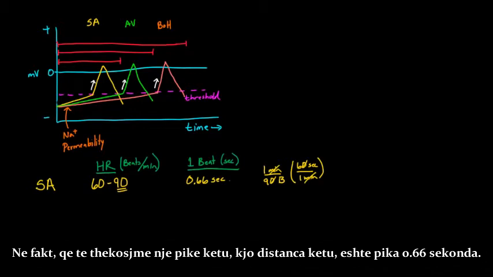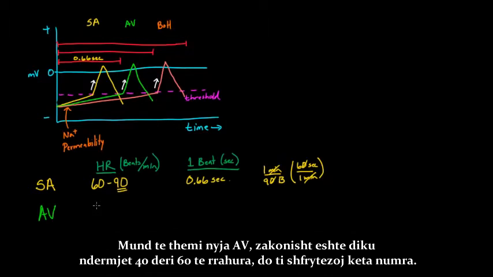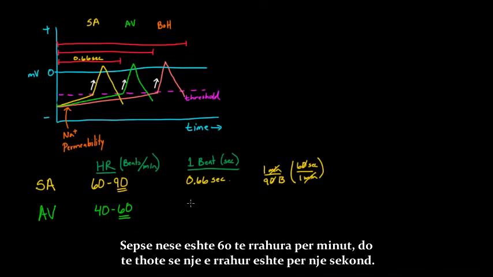And in fact, just to really hammer home the point, that's this distance right here, right? That's 0.66 seconds. So now for the AV node, we could do the exact same thing. We could say, well, the AV node we know usually is somewhere between 40 to 60 beats, and I'm going to use that number. And this one's really easy, right? Because if it's 60 beats a minute, that means that one beat is 1 second. So that was actually a really quick one.